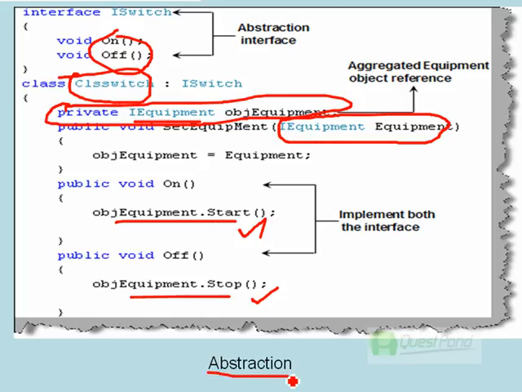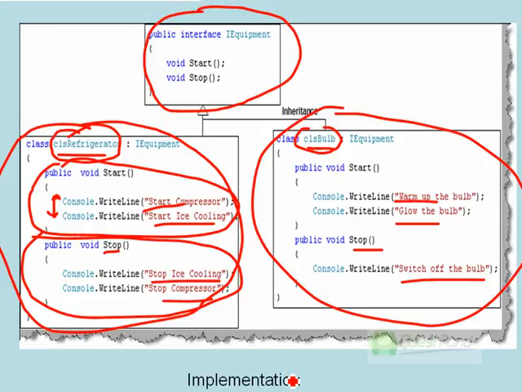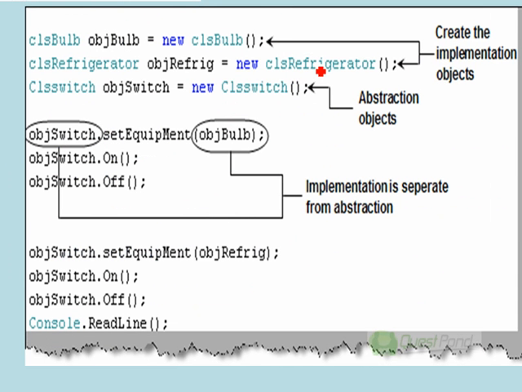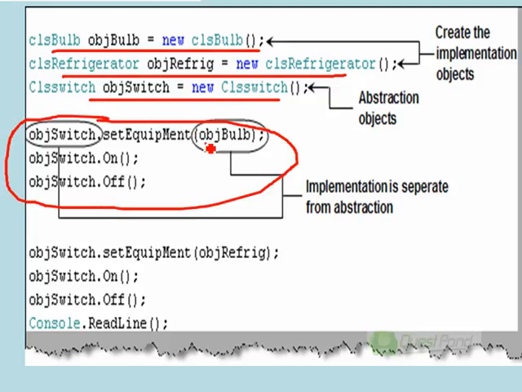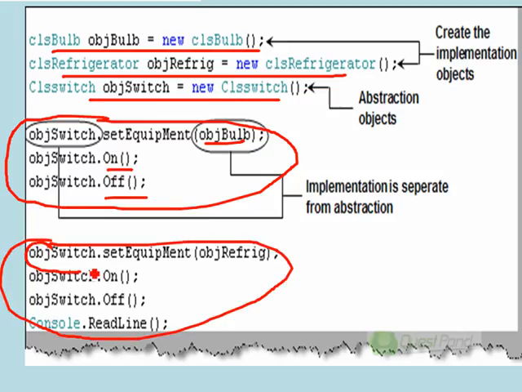If you look, in a very granular way, we were able to separate the abstraction because of this interface IEquipment. So your abstraction is always pointing toward this equipment. So now here's the actual class implementation. So create an object of bulb, create an object of refrigerator, create an object of switch. Okay, if you want to start the bulb and stop the bulb, just pass the reference to the switch object, and on and off. Now the refrigerator object, on and off. So in this sense, my switch, which is the abstraction, is separated from the implementation.